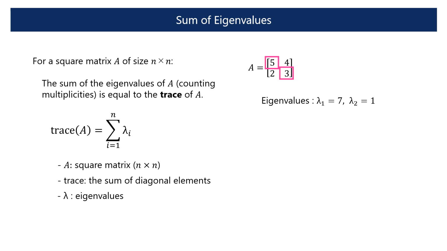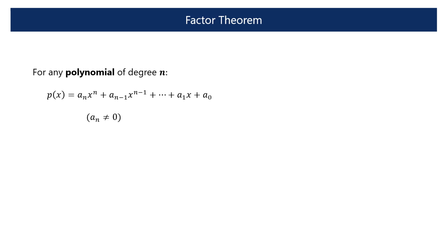Let's take an example. For this matrix A, the eigenvalues are lambda 1 equals 7 and lambda 2 equals 1. The trace of A is 5 plus 3 equals 8. The sum of eigenvalues lambda 1 plus lambda 2 equals 3 plus 2 equals 5, which matches the trace. Proving this property is a complex task. For proving, we need to understand the factor theorem, the fundamental theorem of algebra, and the characteristic polynomial.